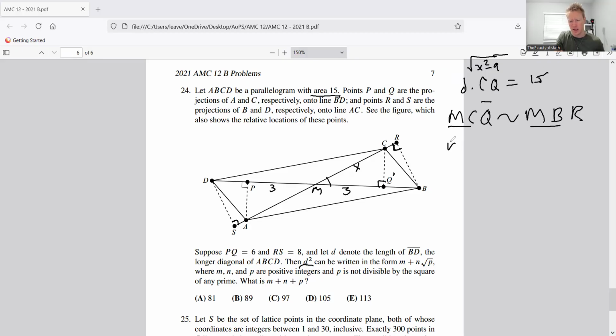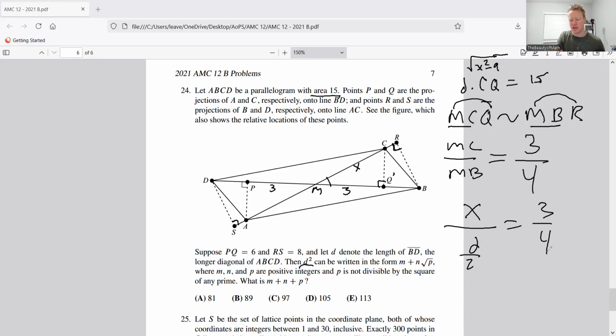For example, the first two letters to the first two is MC over MB. And that's going to equal CQ over BR. I don't want to write either one of those, even though we can represent CQ in terms of X. But let's look at MQ, which is 3, MQ, first and third, and MR, first and third, which is 4. So I should have probably written the letters first and then converted. MC we said is X, and MB is half of that diagonal, so it's D over 2.